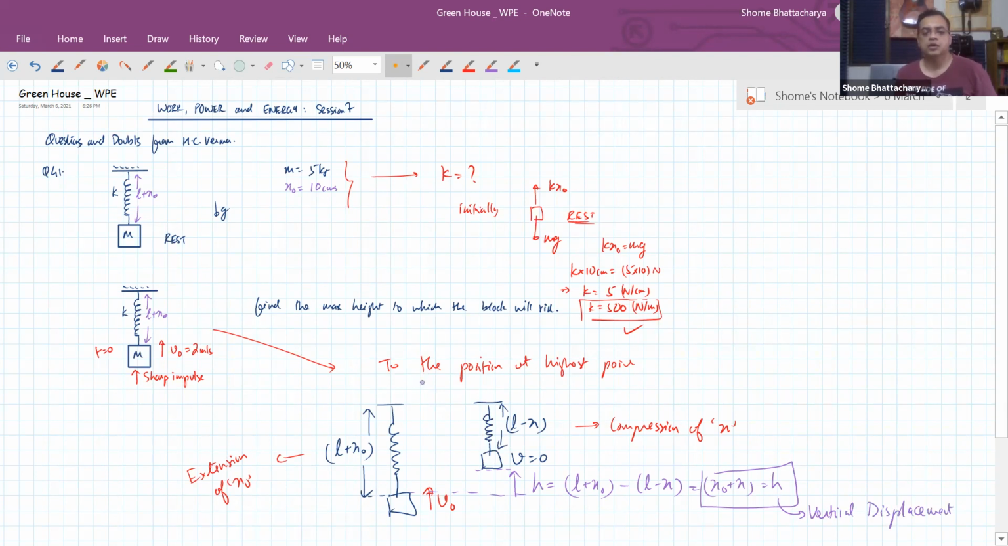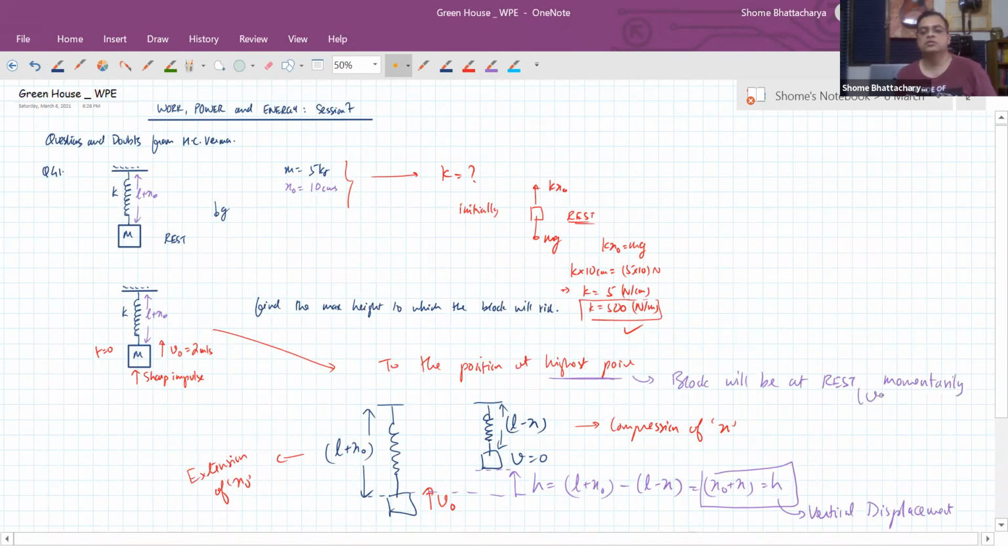Now at the highest point, what is happening? The block will be at rest. Momentarily, it will just stop for a moment before it then starts descending. So V is equal to 0 at the highest point, which you can see over here. From the initial state to the highest point, we just apply conservation of mechanical energy.